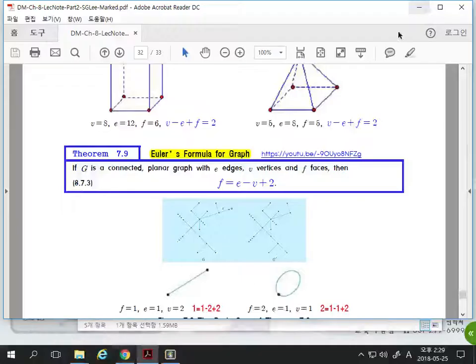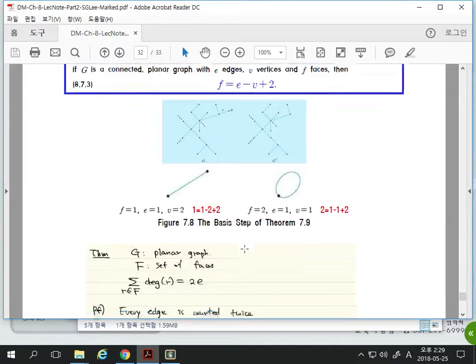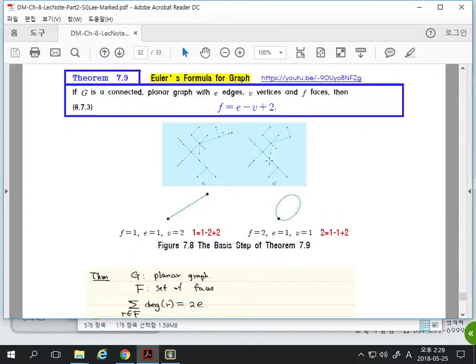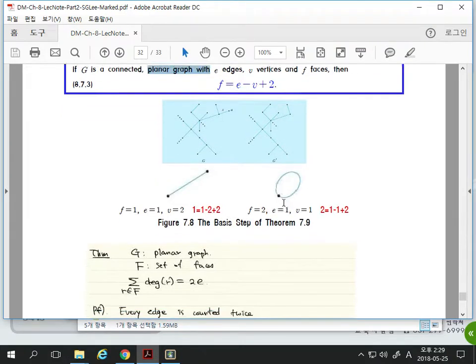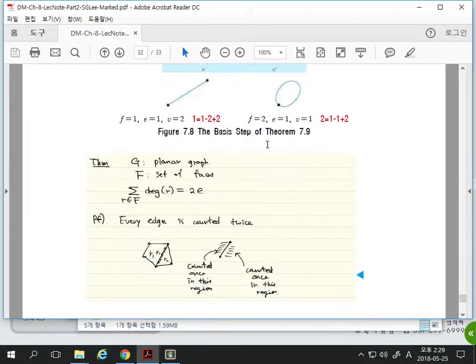Okay, so you have seen this and you can easily find how it works. But the important thing is this: the number of faces is the same as the number of edges minus the number of vertices plus 2. This is always satisfied if it is a connected planar graph. This is important. With this theorem, we can also draw another related theorem like this.